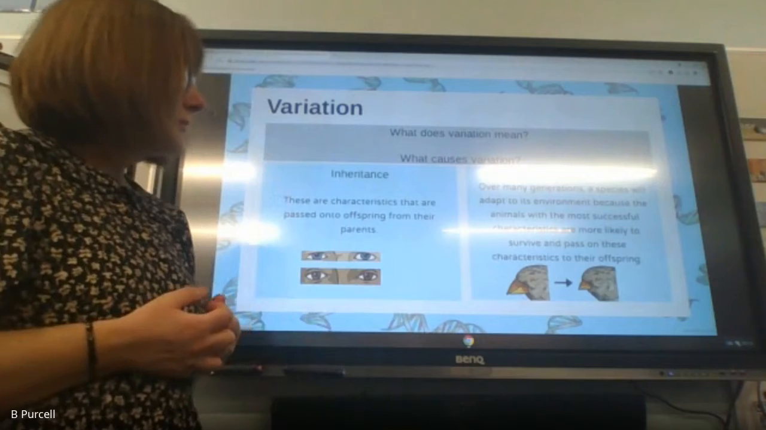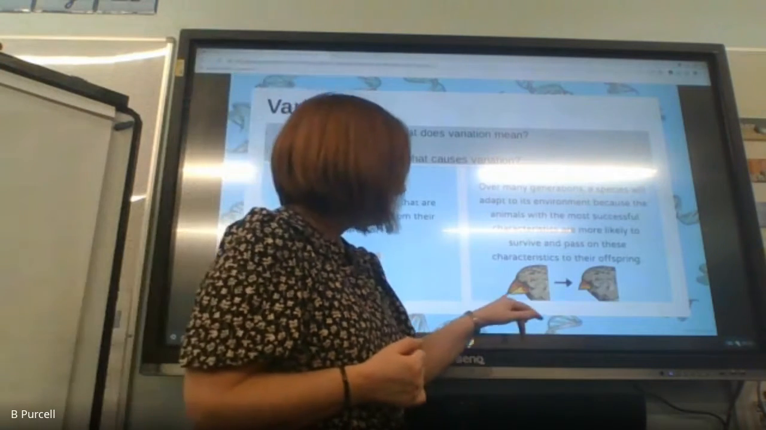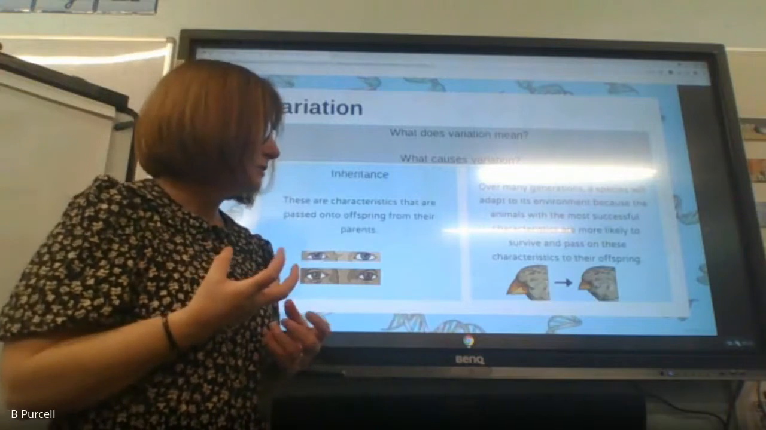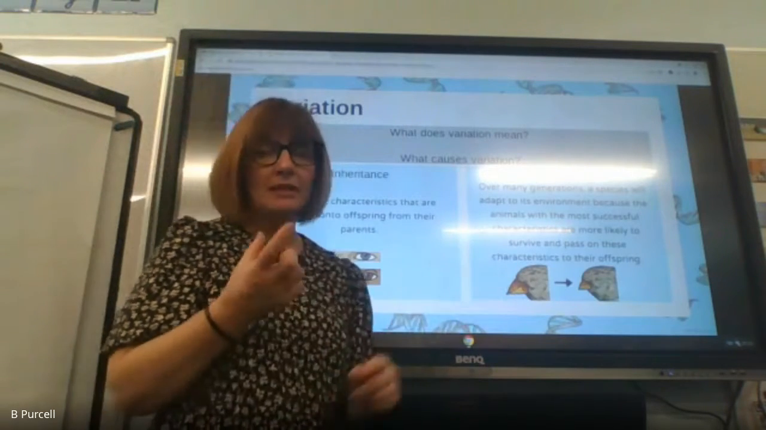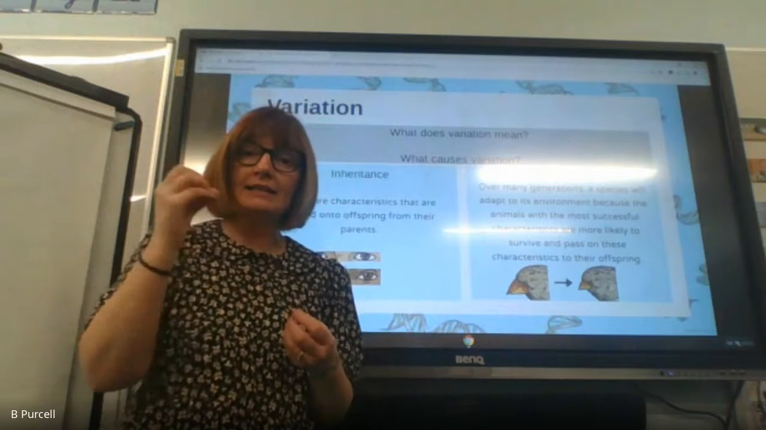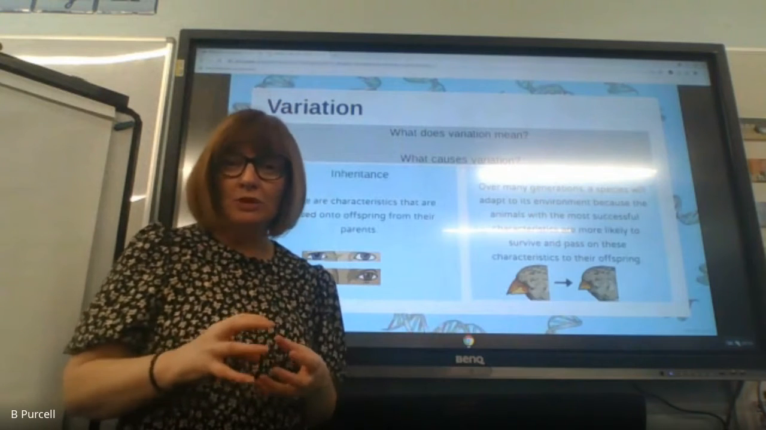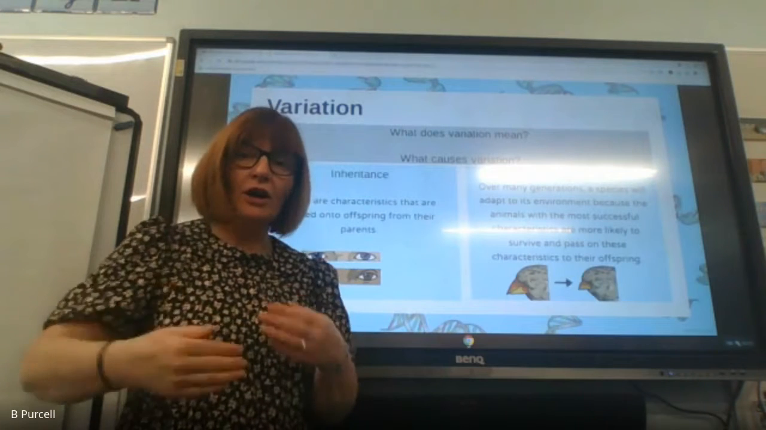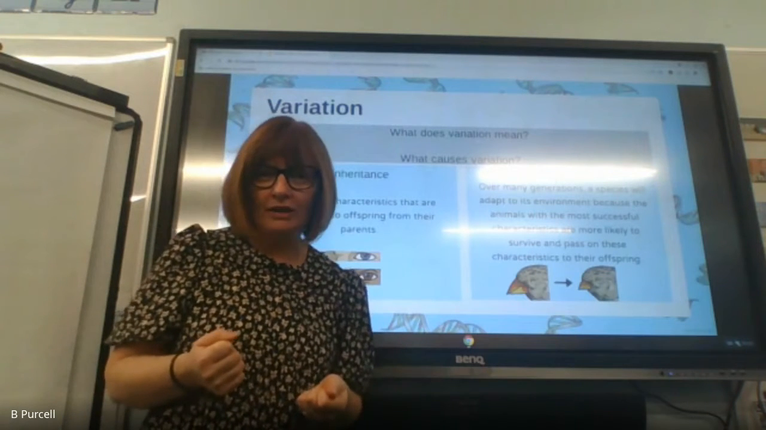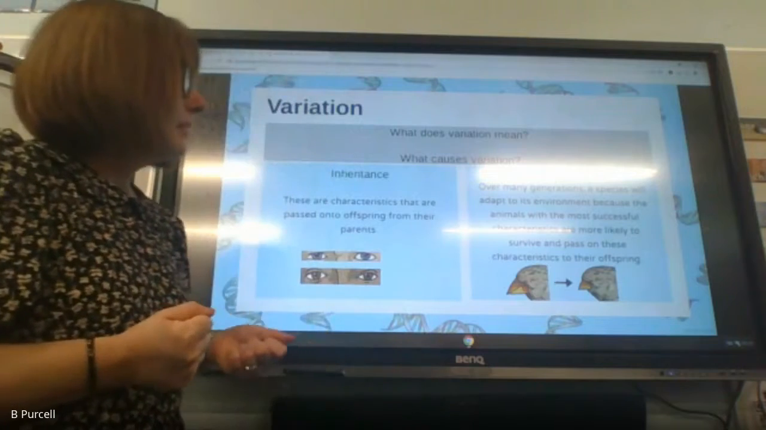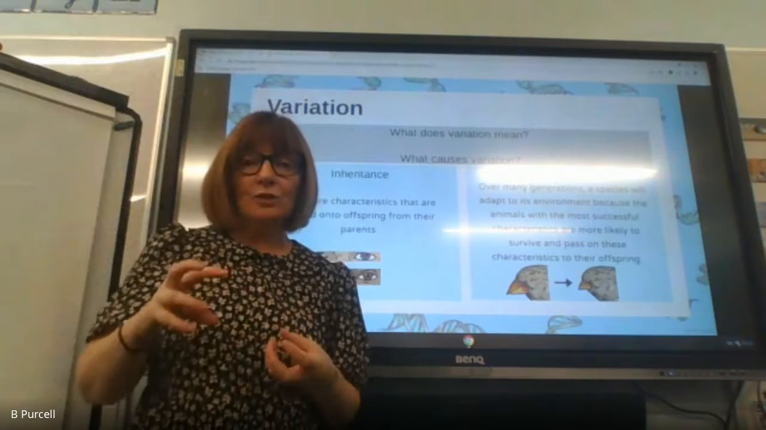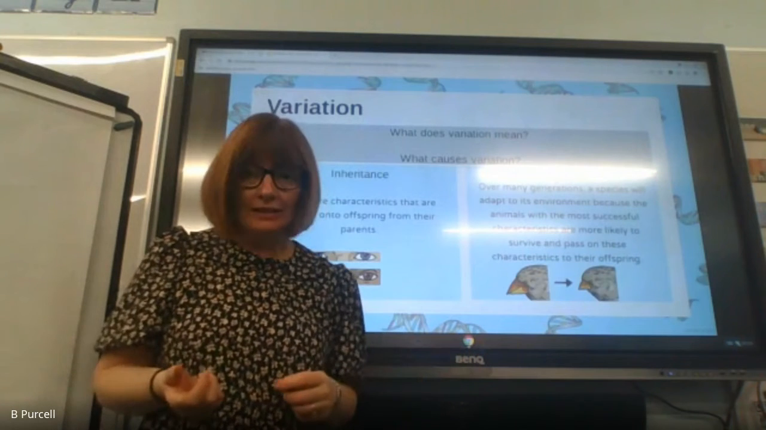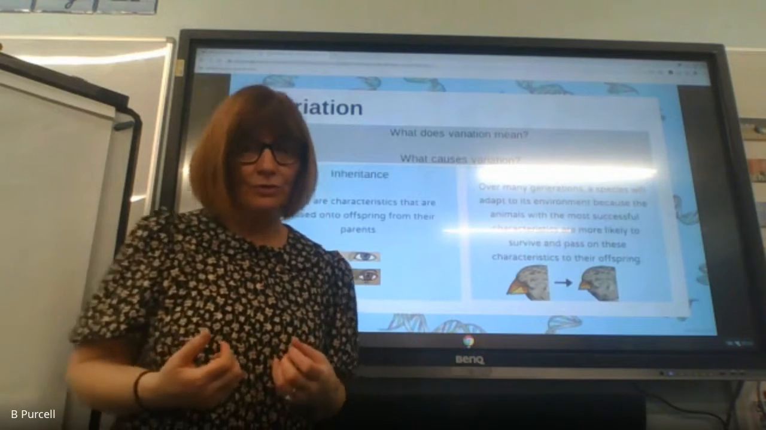So, for instance, a bird that had a longer beak to get to its food might adapt over time and end up with a shorter beak so it can get into smaller places to get food. So these adaptations occur over time, they don't just occur overnight. And it ensures that then the species can continue, it doesn't become wiped out or extinct.